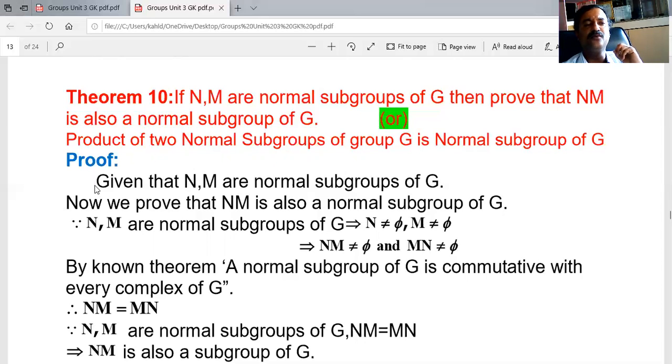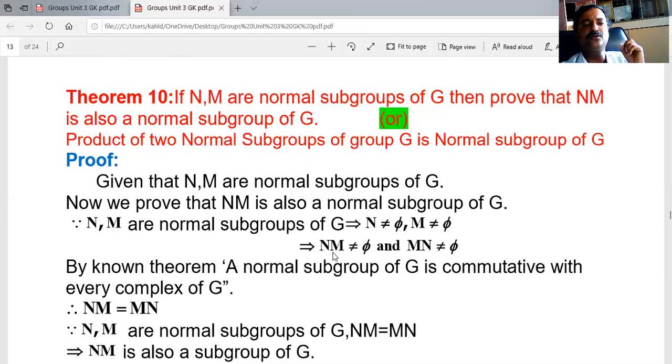For that proof, I am taking that N and M are two normal subgroups of G. We want to prove that NM, the product of N and M, is also a normal subgroup of G. Because N and M are two normal subgroups of G, both sets are non-empty. N is non-empty, M is non-empty. That means NM is also the product of two right cosets.